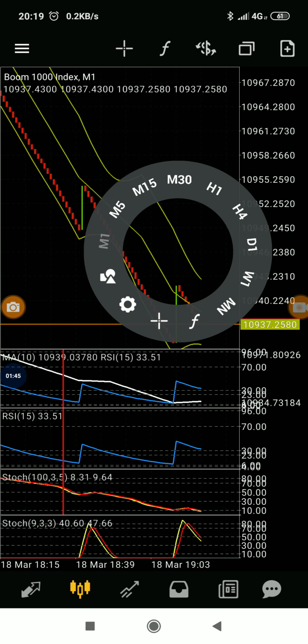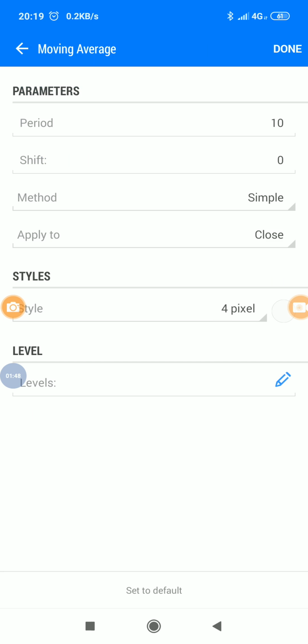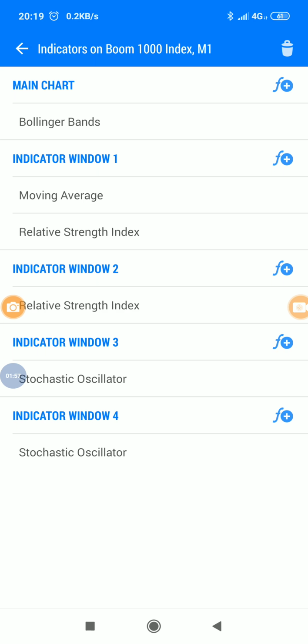In the second window, we're using moving average 10, simple, close, 4. Why are we using moving average 10, simple? Moving average is a good indicator because it tells you about trend, but we have two types of moving average: the simple moving average and the exponential. Most people don't know why we use simple and exponential. Let me clarify something right now.